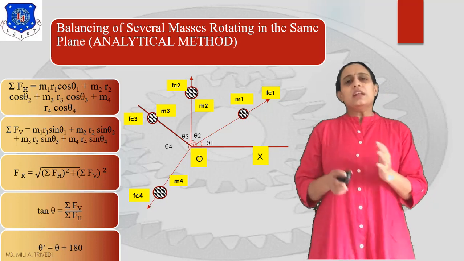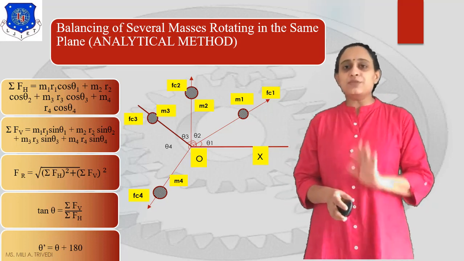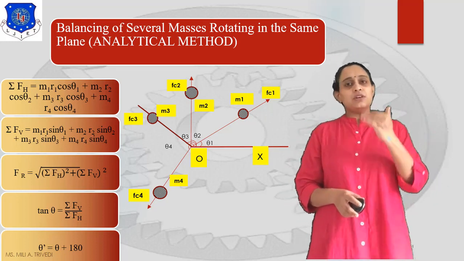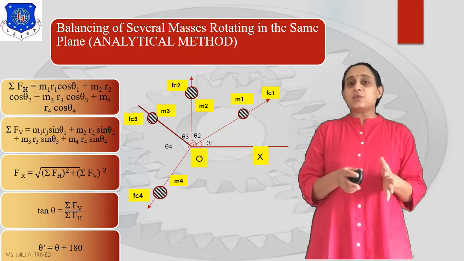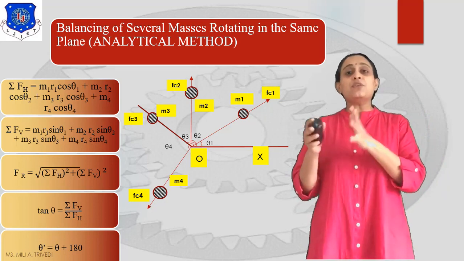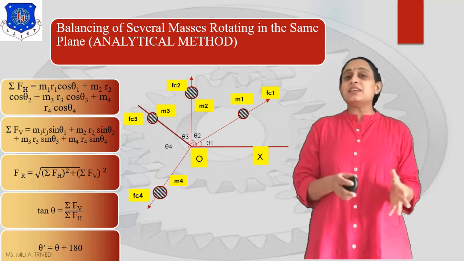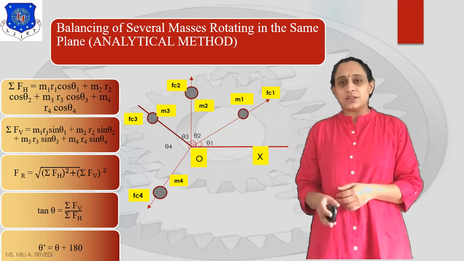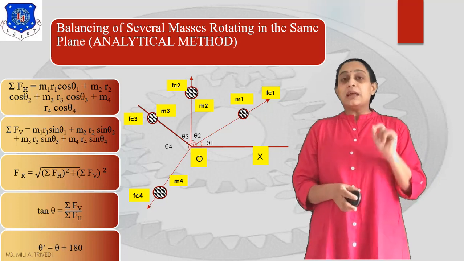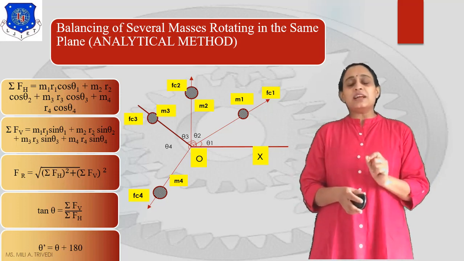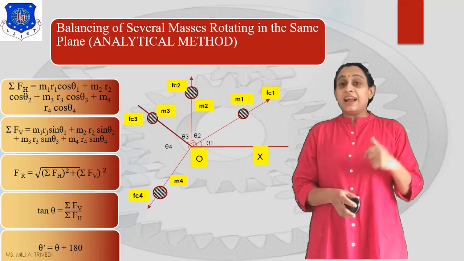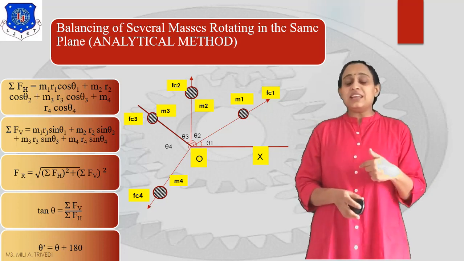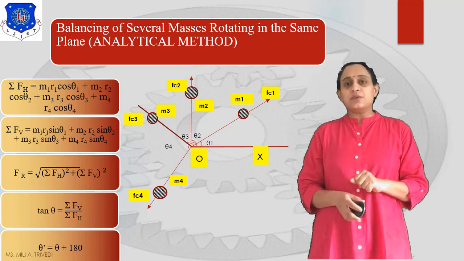Good. Now let us find theta. As we all know, for the theta value we put vertical by horizontal. Theta is equal to tan inverse of sigma of all the vertical forces by sigma of all the horizontal forces. Now remember, students, by this method we get only the resultant, and what we want is the balancing.